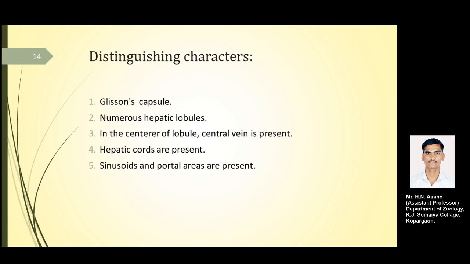Okay, so the distinguishing features of the liver are all compiled in one slide. Glisson's capsule is present. Numerous hepatic lobules are seen in the hepatic lobes. In the center of the lobule the central vein is present. Then the fourth one is the hepatic cords. Then the sinusoids and the portal areas are present in the liver.